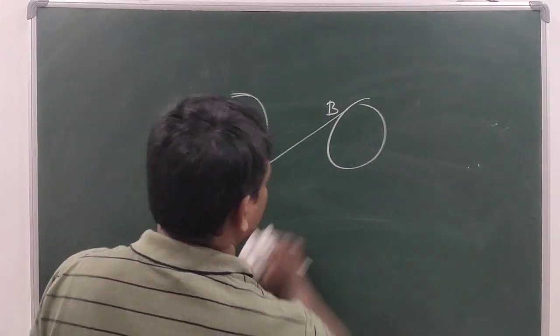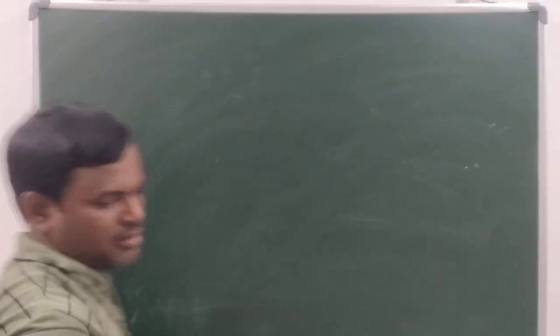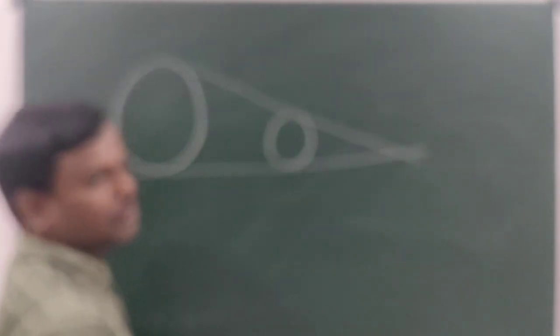Next, let us go to the centers of similitude. See, this is one circle, this is one more circle. Here it is one direct common tangent, and here is one more direct common tangent. Both are intersecting at one point. That is called the external center of similitude.